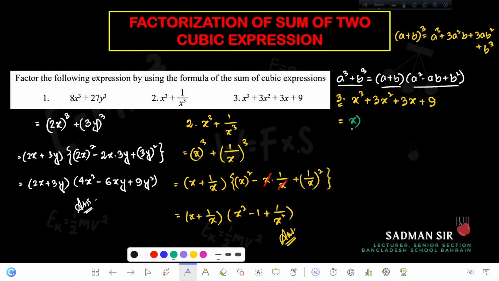This x cube can be written as x whole cube plus, you can see we have to write 3a square. So a is x here, right? At first we have a cube, but here we have x cube. So a is x, so whenever we have to write a square, we will actually write x square. Then we have to write b also. So what should we write for b so that it matches with this one?